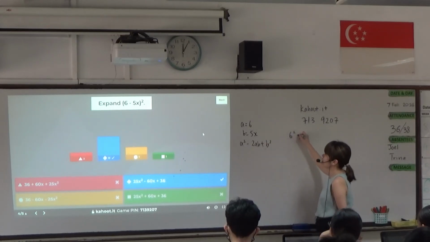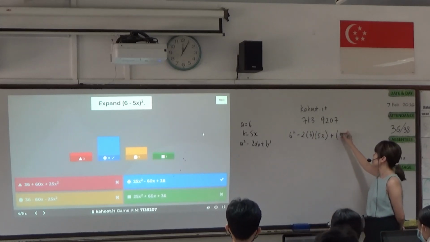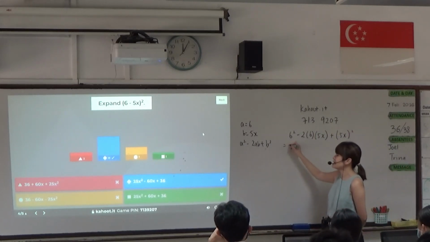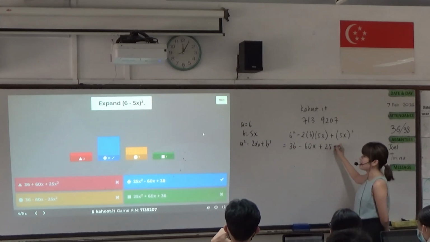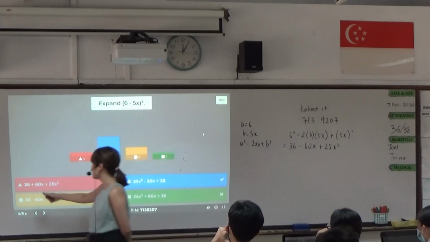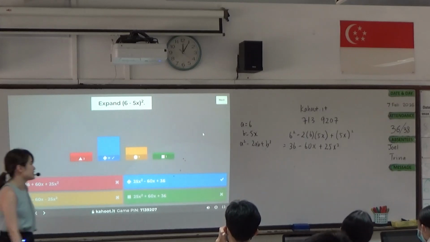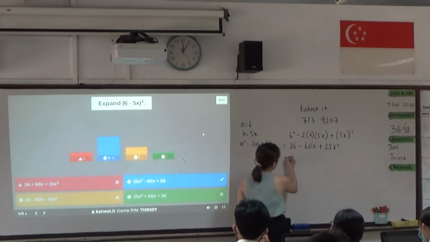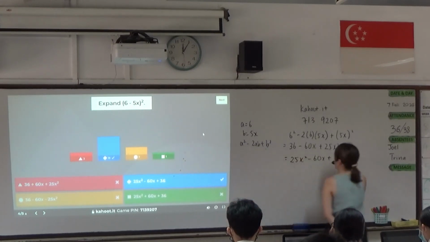We should be getting 6 squared minus 4 times 6 times 5x plus (5x) squared, which expands out to be 36 minus 60x plus 25x squared. But maybe you were distracted by wanting 36 at the start. Okay, you forgot, I noticed, that down there is a minus sign. Actually, the answer is blue when I rearrange the terms. So there's the trick over there.